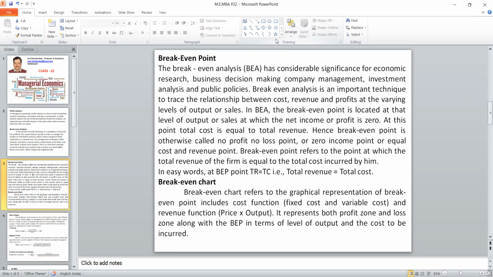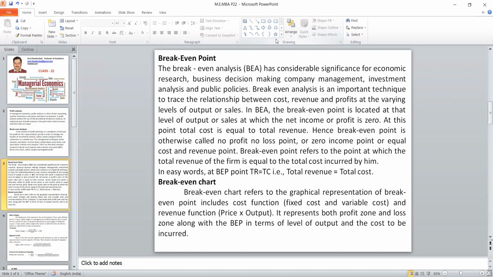So people try to confuse you by using different terms. The only thing is revenue equal to cost. That is, total revenue equal to total cost. Then it is called break-even point. It may be termed as zero income point, or revenue point or expenditure point. Whichever point it is, they are trying to mean only the no profit, no loss point.